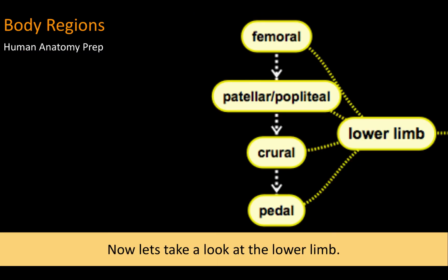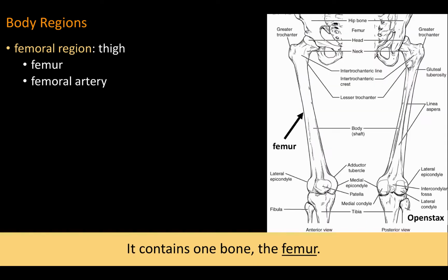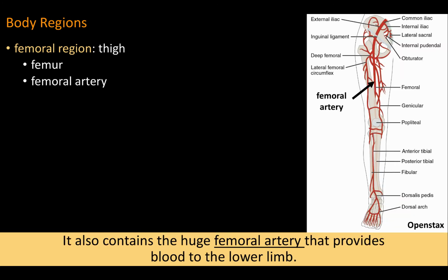Now let's take a look at the lower limb. The femoral region is our thigh. It is located between the hip and knee. It contains one bone, the femur. It also contains the huge femoral artery that provides blood to the lower limb.